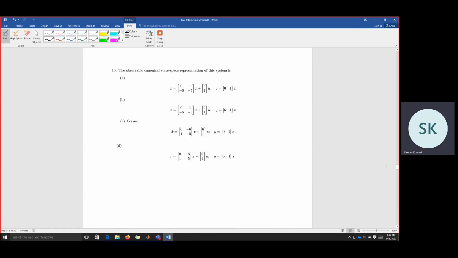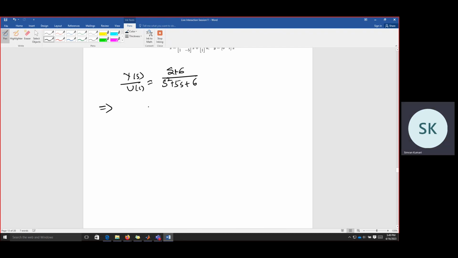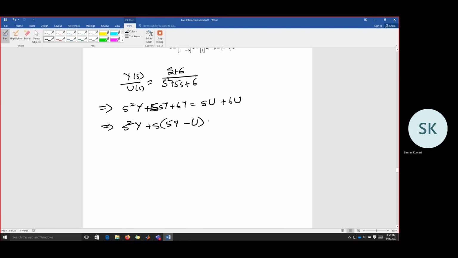Now for the same system, we'll try to find the observable canonical form. So again, we have this equation Y(s) over U(s) is equal to (s plus 6) over (s squared plus 5s plus 6). Let us cross multiply this one. This will give s squared y plus 5sy plus 6y is equal to su plus 6u. This is s squared y plus s times (5y minus u) plus 6y minus 6u is equal to 0.